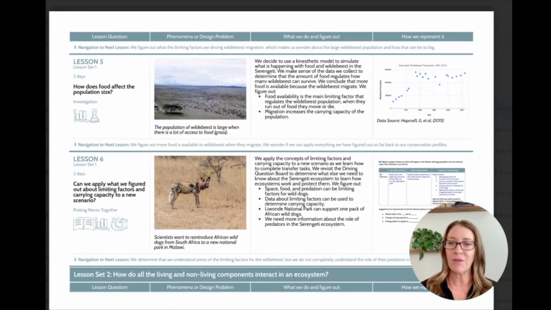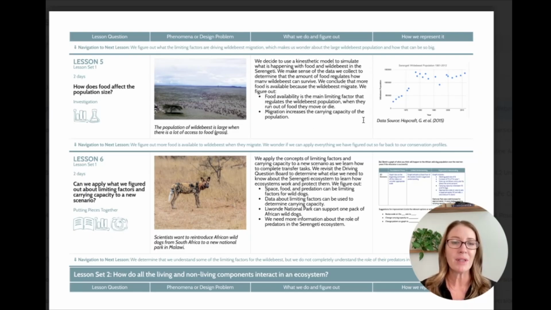Okay. In lesson 5, we're going to talk about how food can affect population size. And I think most biology teachers know where we're going with this. It's going to be carrying capacity. And so we create a model. It's actually a kinesthetic model. You kind of act it out. Some teachers think it's silly, but I tell you, some teachers say the kids love it. And so they act out this kinesthetic model. Some people are wildebeest, some people are different parts of the ecosystem.